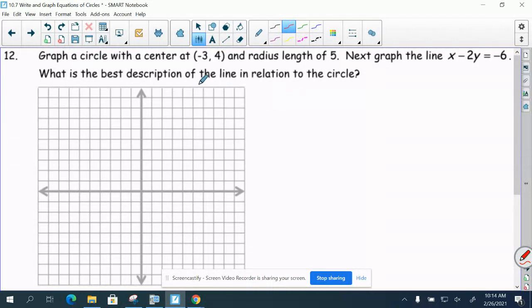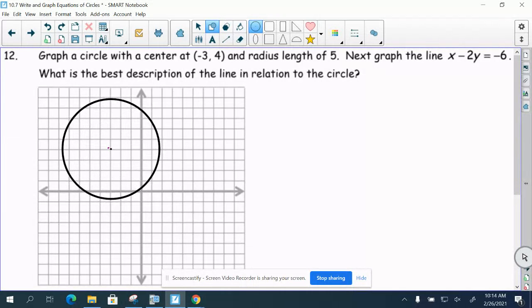Right, and then for this one, this is an interesting one. Graph the circle with a center -3, 4 and a radius of length 5. Okay, so not too hard. So 1, 2, 3, 1, 2, 3, 4, and a radius of 5. So I'm going to take my circle tool, put it here. No, I don't like that one. Whoa, what just happened? Let me try again. So here, and then out 5. So 1, 2, 3, 4, 5.